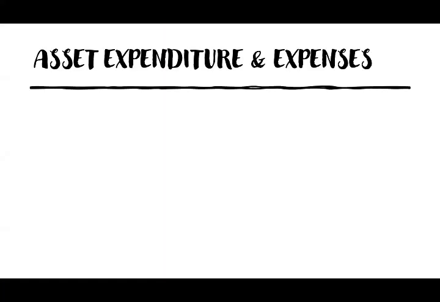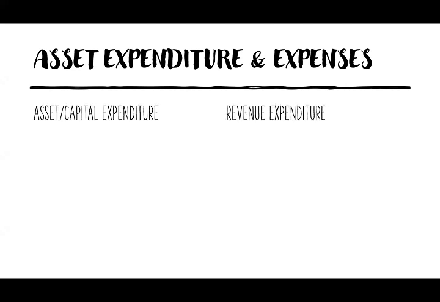Now, whenever a company incurs an expenditure, it can be classified into two categories. Either we have a capital expenditure or we have a revenue expenditure. So, any expenditure which is incurred with respect to acquiring a non-current asset is called your asset expenditure or your capital expenditure. That expense can be incurred in acquiring them or in order to increase their economic benefits.